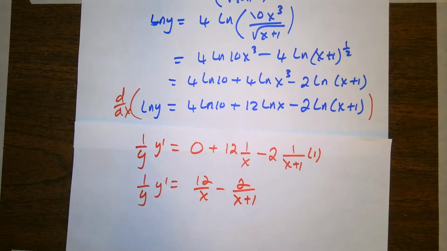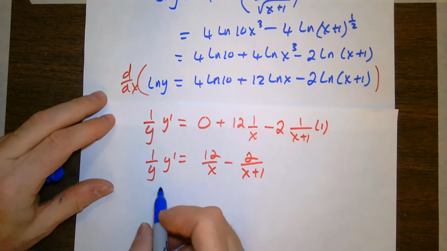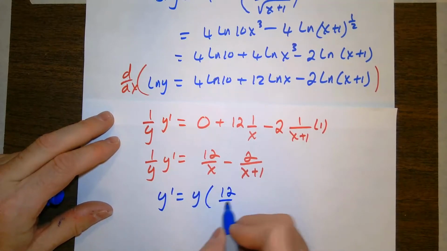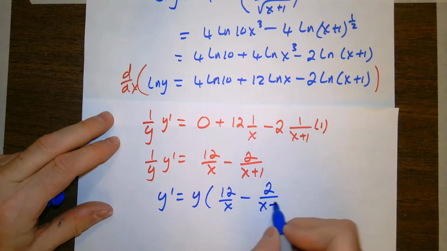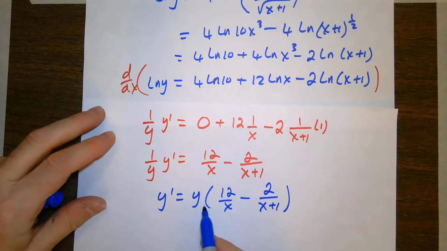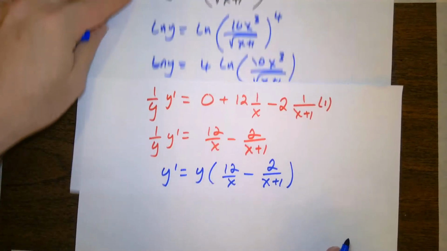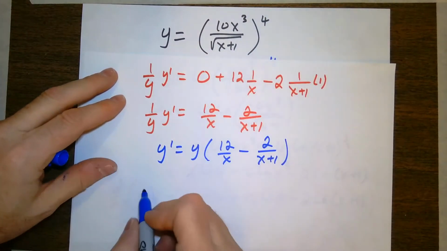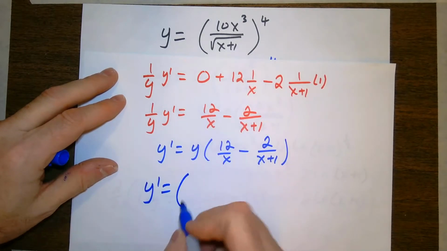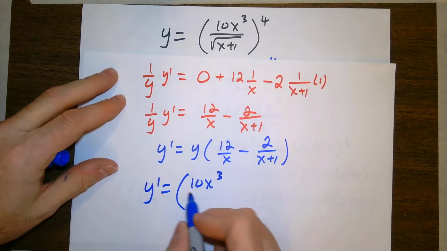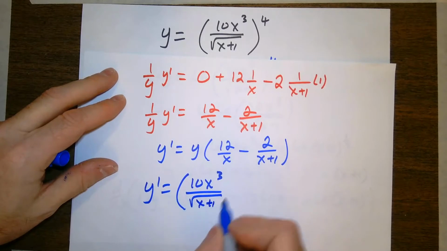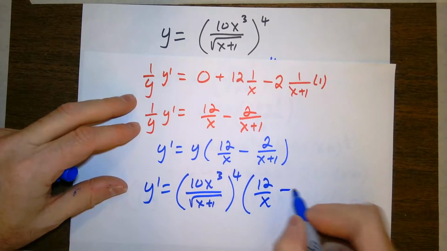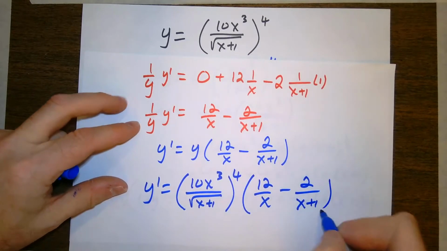Now let's solve for y prime. Multiply both sides by y. Y prime is going to be y times 12 over x minus 2 over x plus 1. And what is y? From the original equation, the original problem, there is my y. Substitute that in here. Y prime is 10x to the third over the square root of x plus 1 to the fourth power times 12 over x minus 2 over x plus 1.